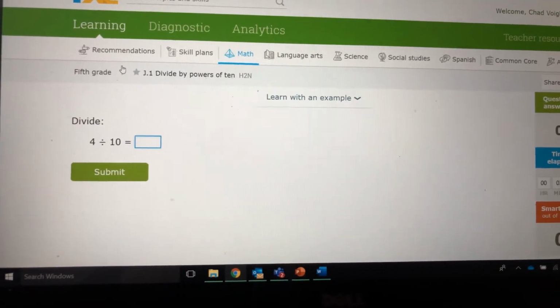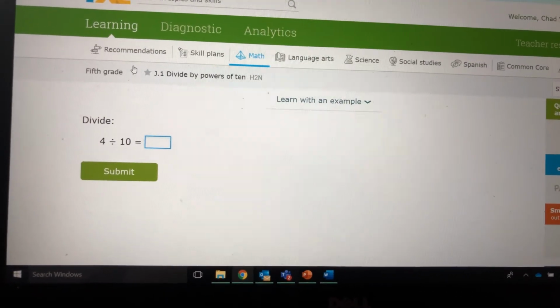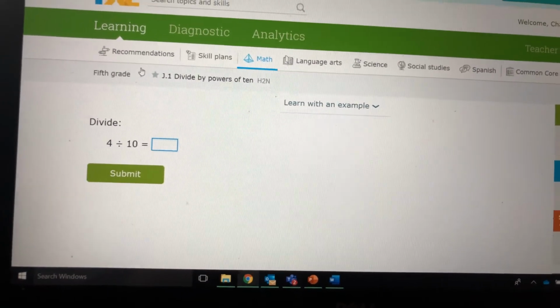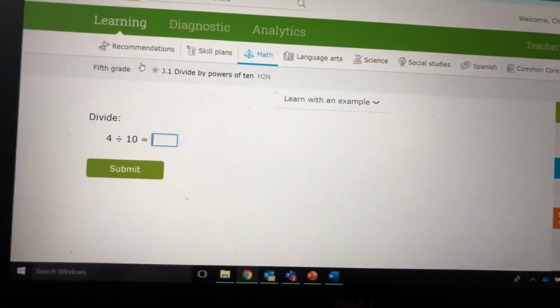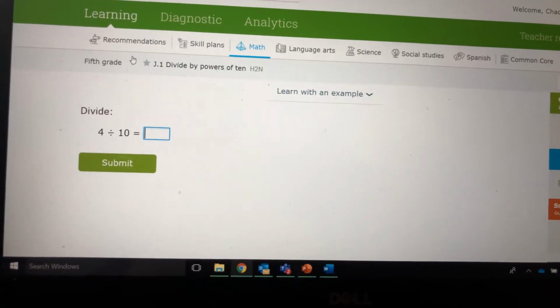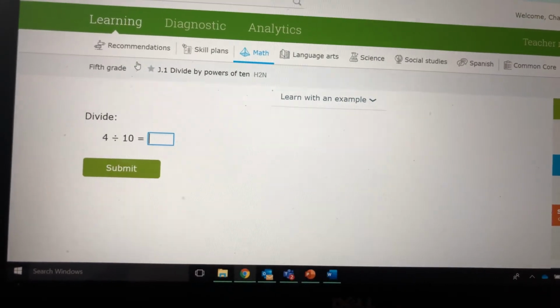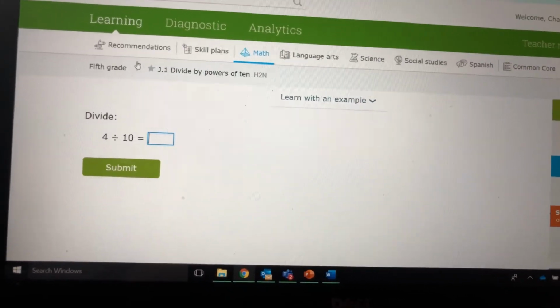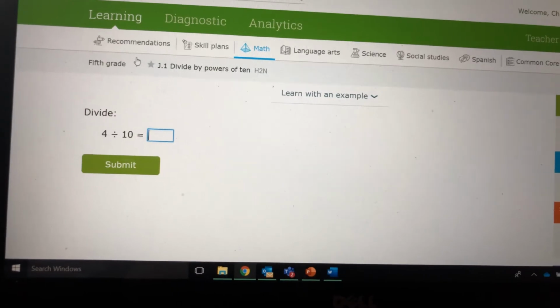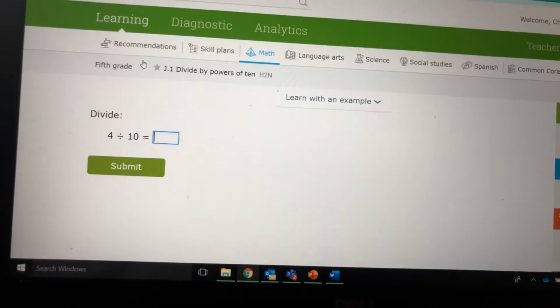So when we are thinking of powers of 10, it's all about place value, okay? So when you multiply by 10, you move over one place to the tens place, right? If you multiply by 100, then you're going to be in the hundreds place. This works the same way, but going the opposite direction.